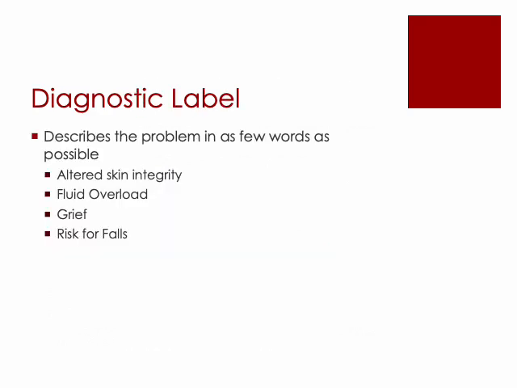So the diagnostic label describes the essence of the problem using as few words as possible. So some examples include altered skin integrity, fluid overload, grief, and risk for falls. Each nursing diagnosis or nursing problem represents all of the data that was collected, clustered, and interpreted during the assessment phase of the nursing process.